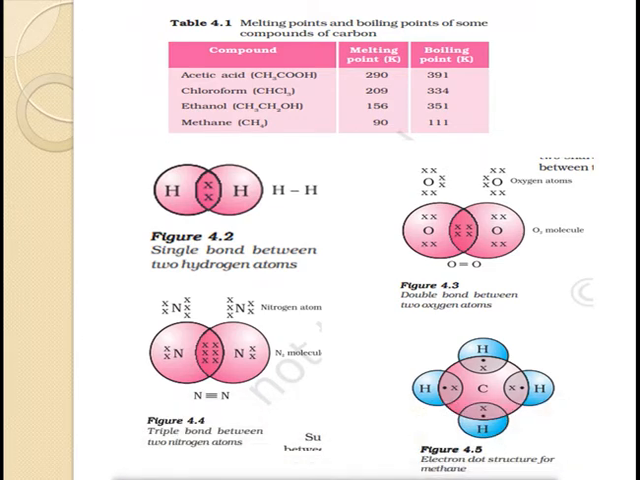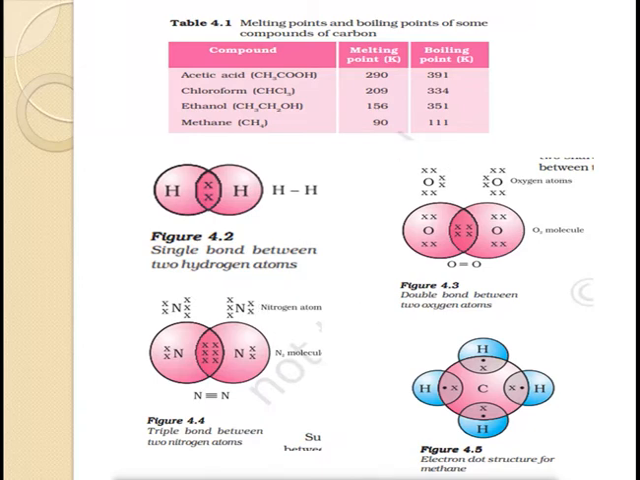Now, let's see some of the compounds which are given in your textbook, and their melting and boiling points are also provided over there. The first one is acetic acid. This table is equally important. Maybe in the exam, in some question they will tell you to write the formula of acetic acid, chloroform, ethanol, methane. So learn these formulas because they are given in the textbook.